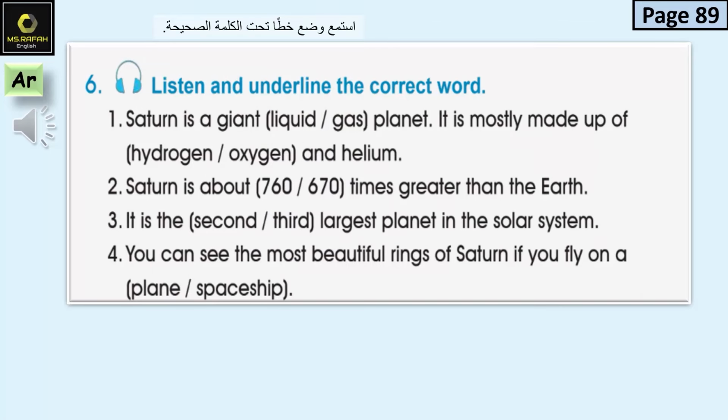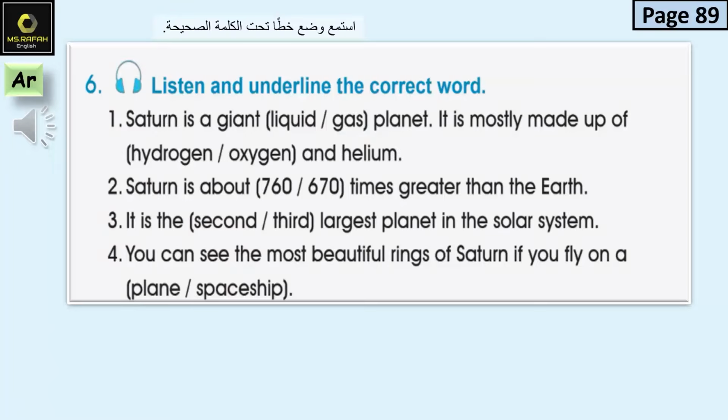Exercise number 6. Listen and underline the correct word. Let's listen. 1. Saturn is a giant gas planet. It is mostly made up of hydrogen and helium. 2. Saturn's volume is about 760 greater than Earth. 3. It is the second most massive planet in the solar system. 4. You can see the most beautiful rings of Saturn if you fly on a spaceship.